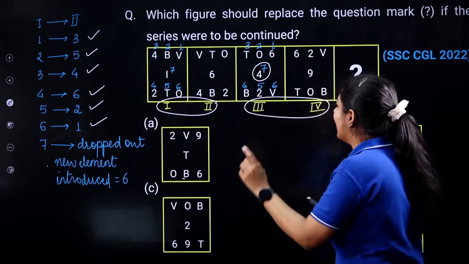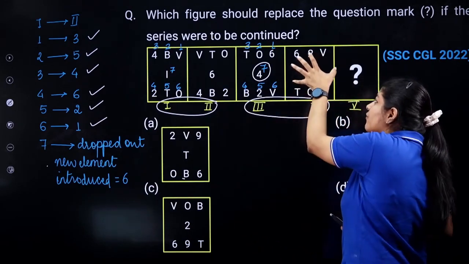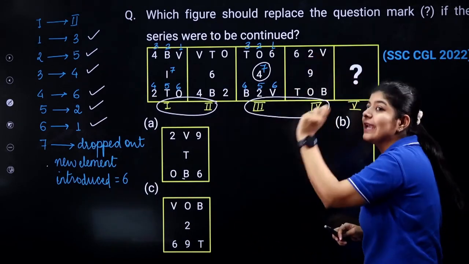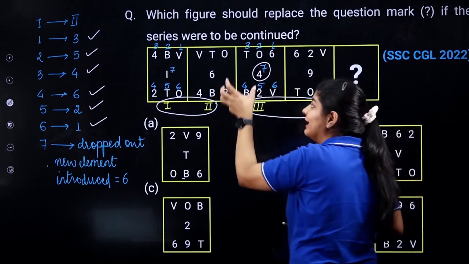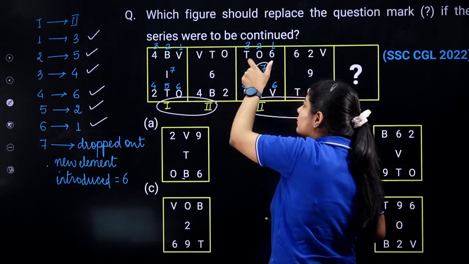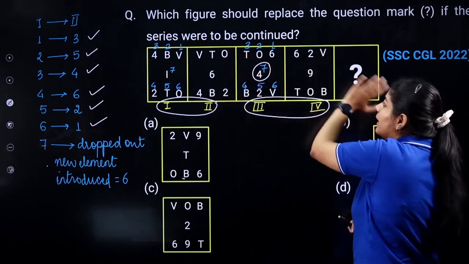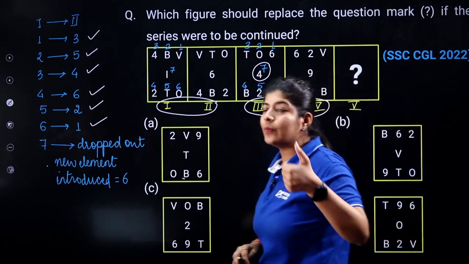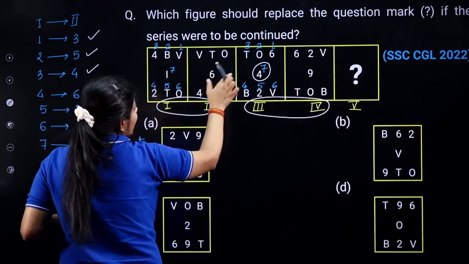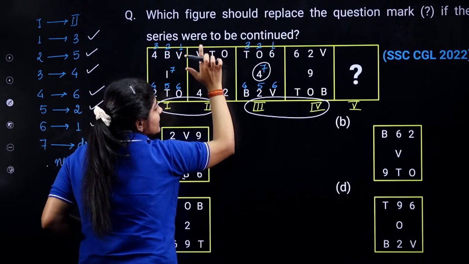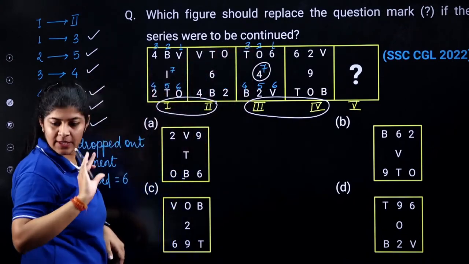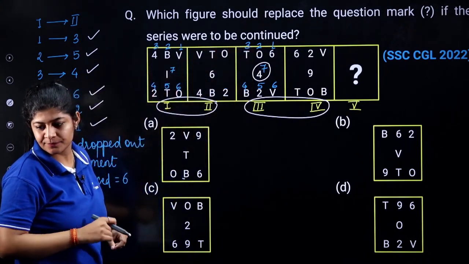So we can say that when we are transiting from fourth to fifth, the same pattern which is followed while we are transiting from second to third is applied over here. So now what we need to do, we need to study how we are transiting from figure number second to figure number third. Is it clear till this point?